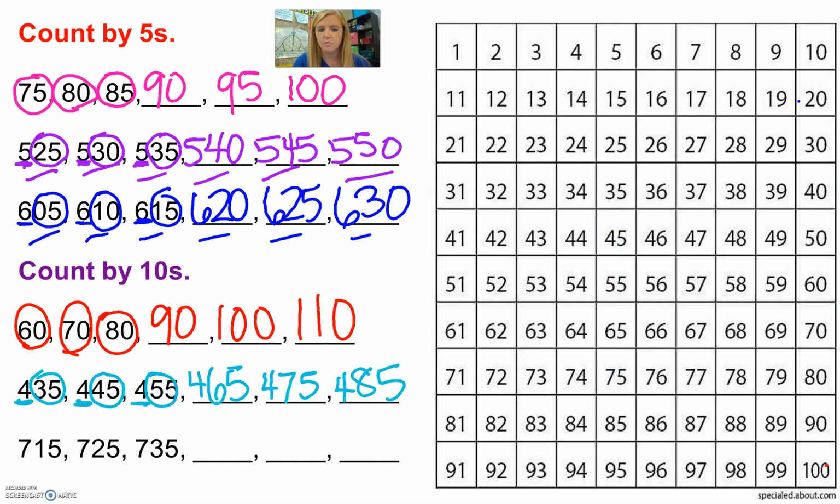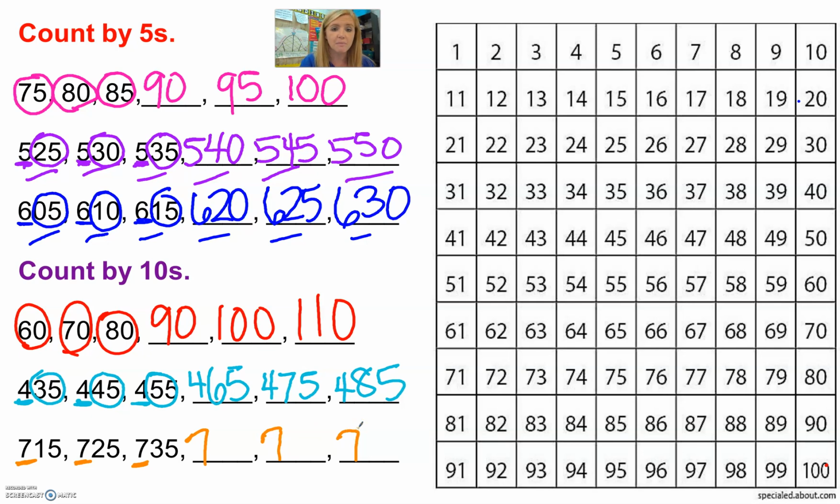Okay, let's get one last color. All right, 715, 725, and 735. So like before, start with your hundreds place and see if it's changing. We have 700s, 700s, and 700s. Is the hundreds place changing? No. So I'm going to go ahead and plug in the rest of my numbers in the sequence. I don't have to worry about that anymore.